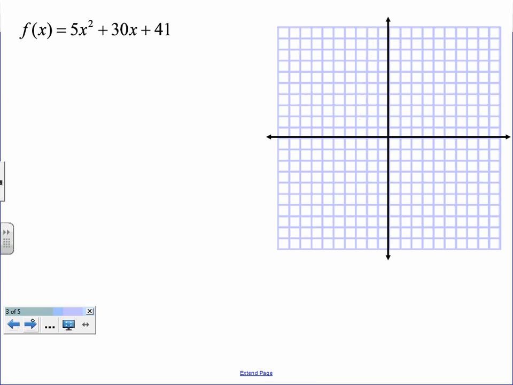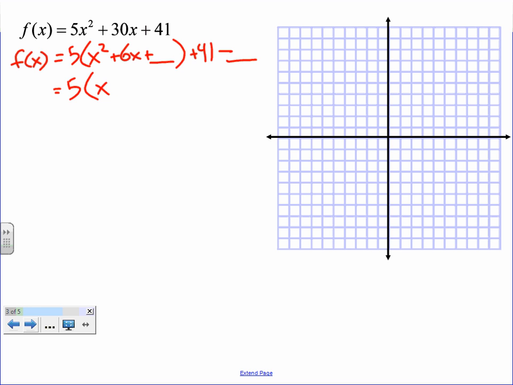So here, notice we have a 5. So what do we do? We factor out the 5, and we have x squared plus 6x plus a blank. And again, I'm just going to put the 41 on the outside and follow it up with a minus blank. So next step is, what do I put here? Well, we take half of 6, and we square it, which is going to be 9.